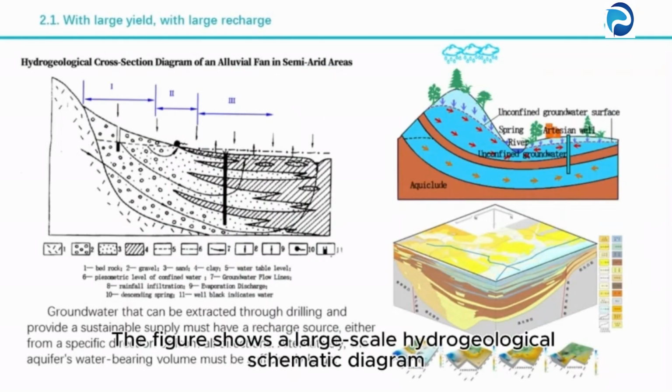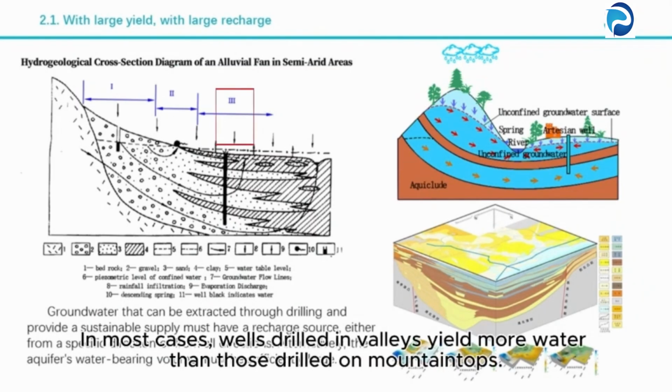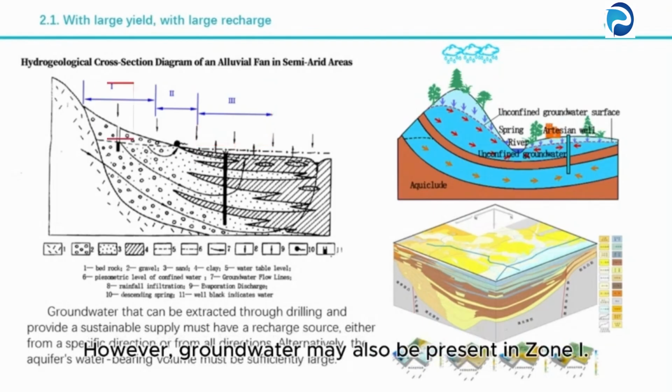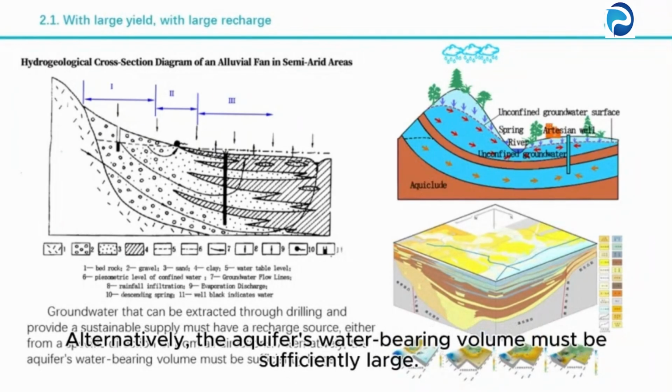The figure shows a large-scale hydrogeological schematic diagram. This diagram shows 3 zones. In most cases, wells drilled in valleys yield more water than those drilled on mountaintops. However, groundwater may also be present in Zone I. Therefore, for sustainable extraction, groundwater must have a recharge source from a specific direction or from all directions. Alternatively, the aquifer's water-bearing volume must be sufficiently large.